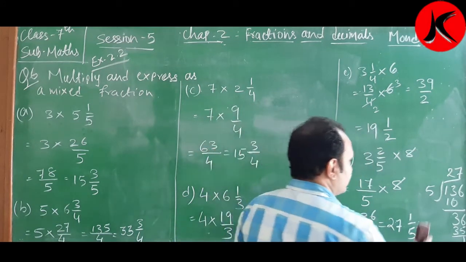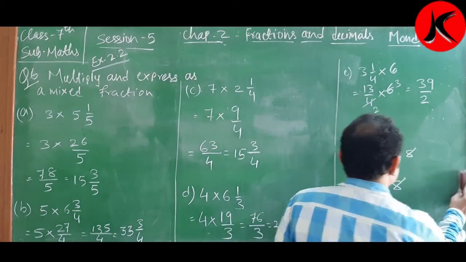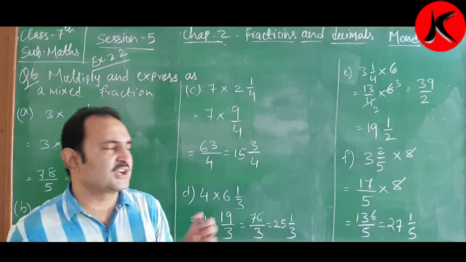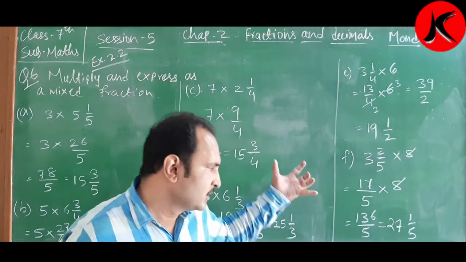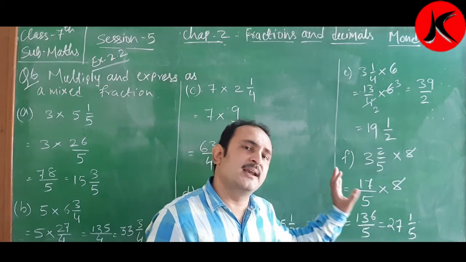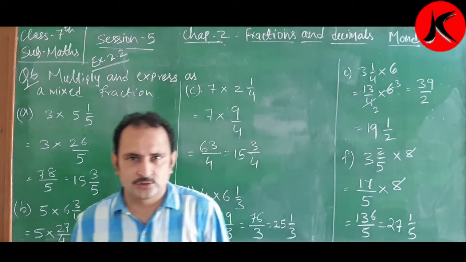Okay, children, this is how we do this. Okay, hope it is clear with you all. Mixed fraction को convert करना पहले improper में, multiply करना है, then whatever the answer comes, improper fraction में, again convert into mixed fraction. Okay, children.